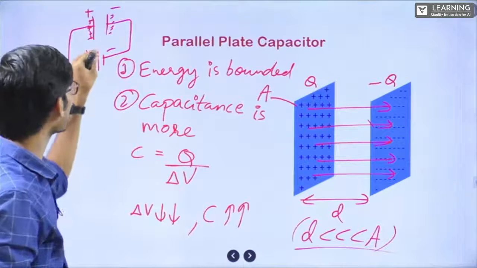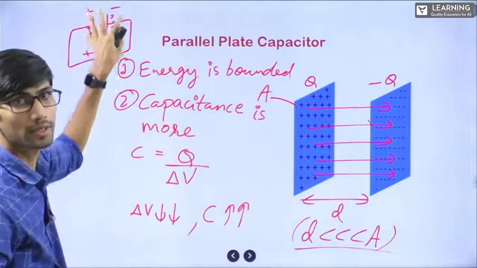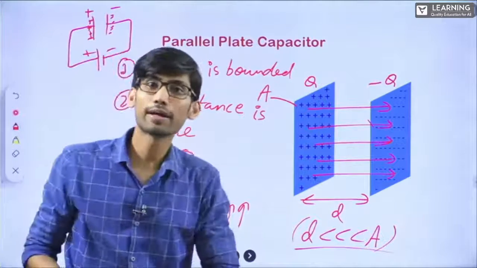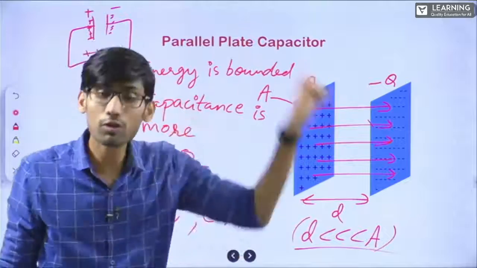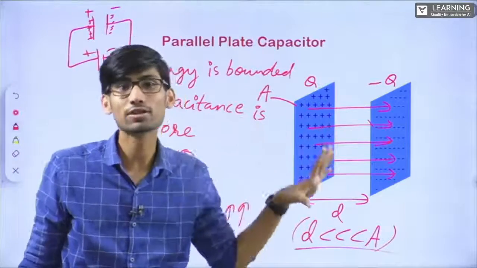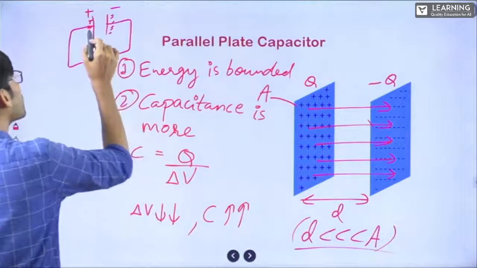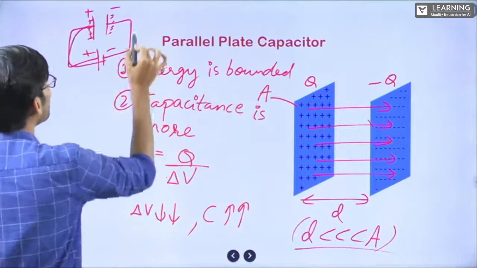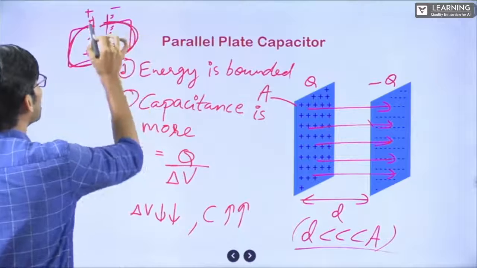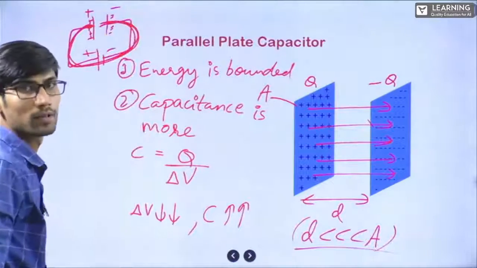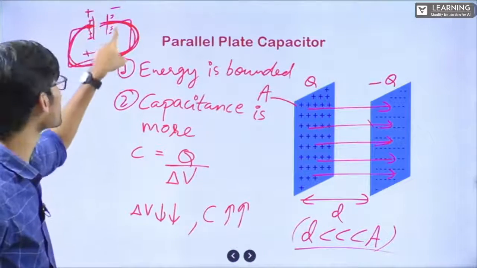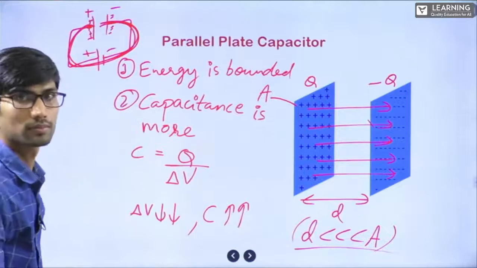Battery is providing energy. Battery does not provide electrons. It only moves the electrons. Battery does not provide charge. It will move the charge. So what it basically did is it took electrons from here and gave it here. So this plate became positively charged. This plate became negatively charged. Clear?